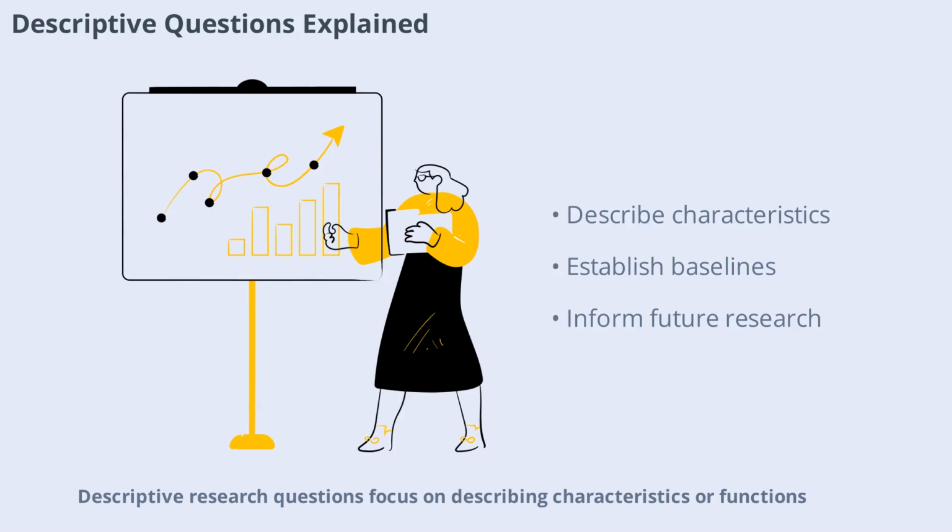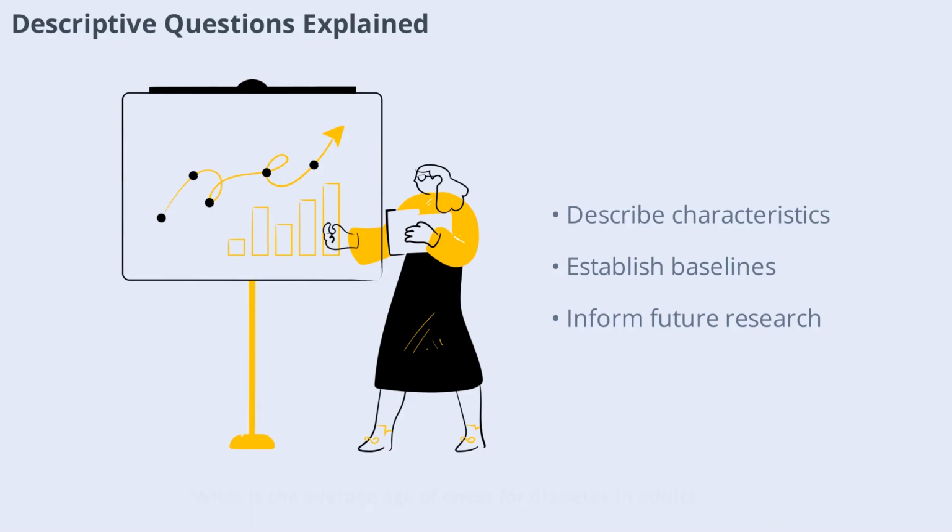Descriptive research questions focus on describing characteristics or functions. For example, a researcher might ask, what is the average age of onset for diabetes in adults? These questions are foundational in epidemiology and public health, providing baseline data that can inform further studies. They don't seek to explain causes or test interventions, but rather to paint a clear picture of the current state of affairs. Understanding this type helps you gather essential background information for more complex research.